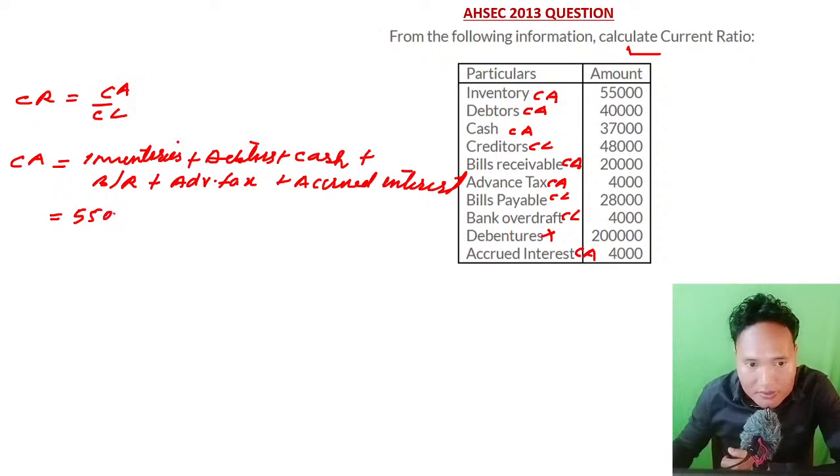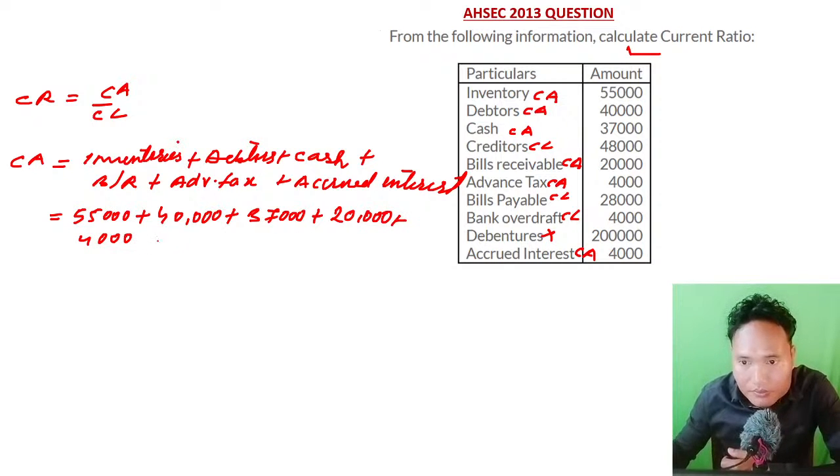Inventory we have 55,000 plus debtors we have 40,000, we have cash 37,000, we have bills receivable 20,000, advance tax paid we have 4,000, and at last we have accrued interest 4,000. Now sum up all the values. 55 plus 40 you get 95 plus 37 we have 132, plus 20, 152 plus 8 you will get 160. It means the current asset value is 1,60,000. Now let us find current liabilities.